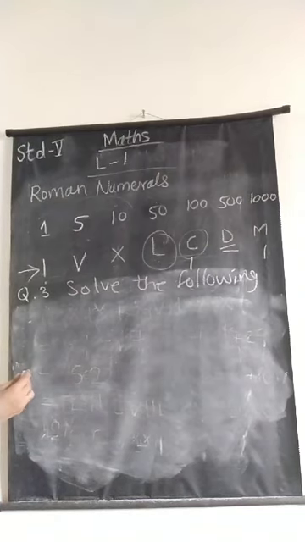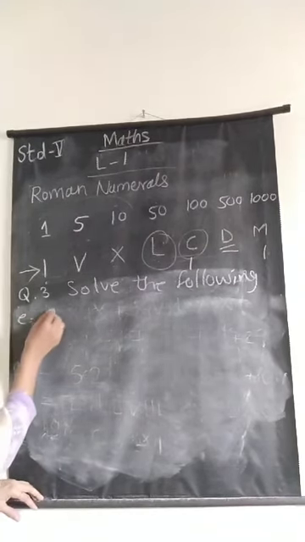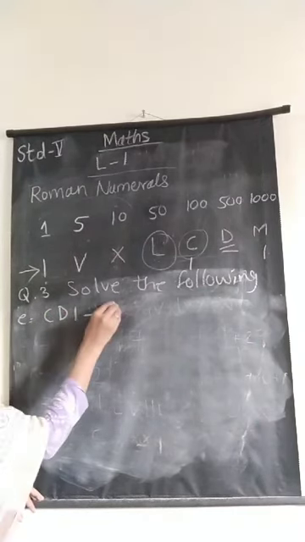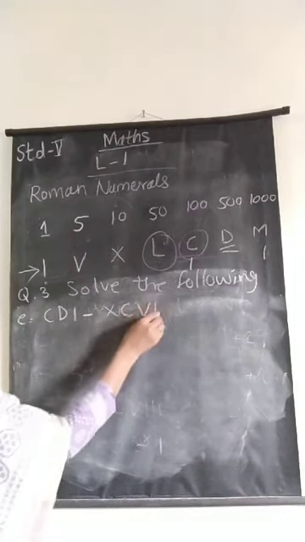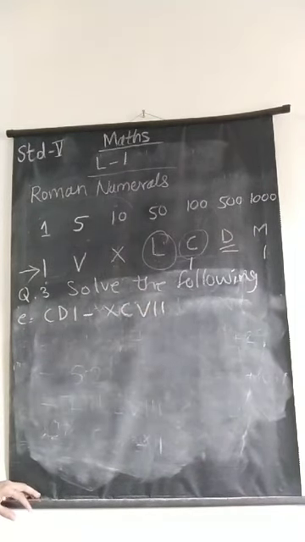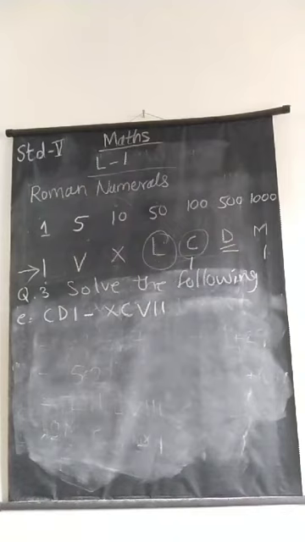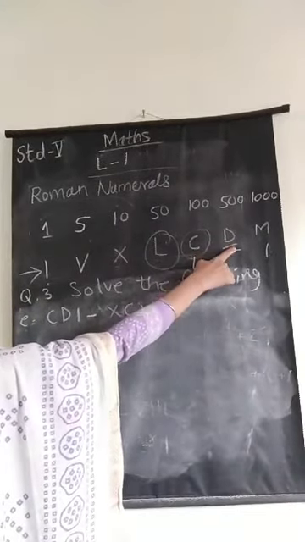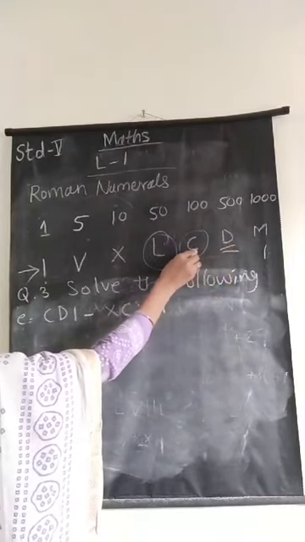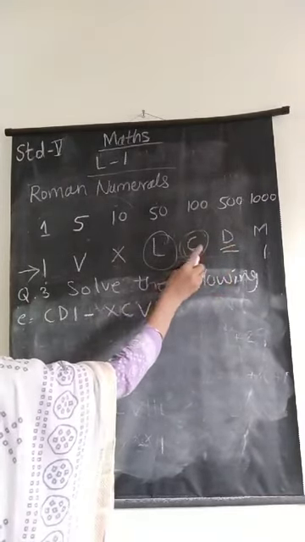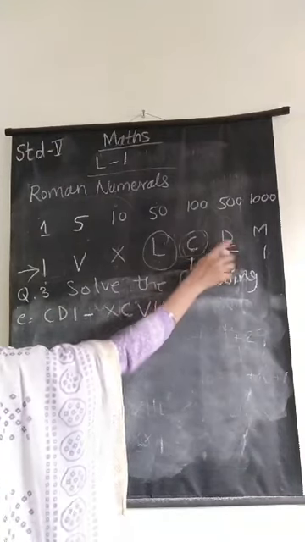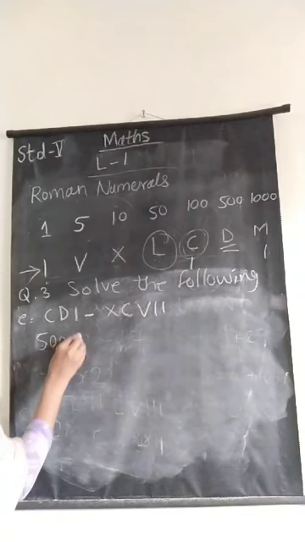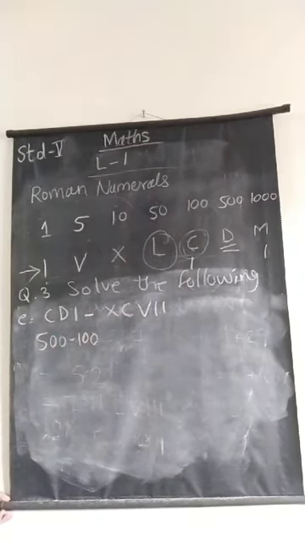The next is CDI minus XCVII. Okay. Now the first is C stands for 100. D stands for 500. Now C comes first. This is the smaller one, but this comes first. And the larger number comes afterward. That means we have to subtract. 500 minus 100. Okay.